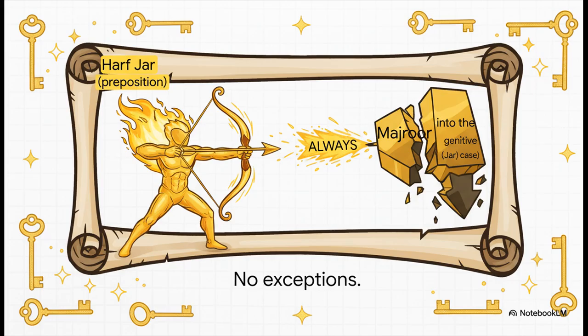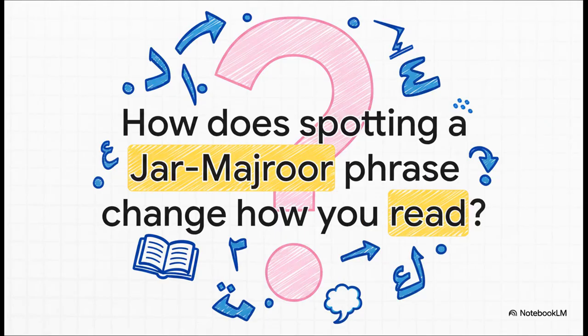It's a 100% reliable rule. When you see that harf jar, you know exactly what's about to happen grammatically. It's like having a secret decoder for reading Arabic. So I'll leave you with this to think about. Now that you can spot a jar majroor phrase from a mile away, how does that change how you approach an Arabic sentence? Because now you can instantly find these little grammatical anchors, and from there, you can start to figure out everything else around them. It's a powerful tool to have. Happy reading.